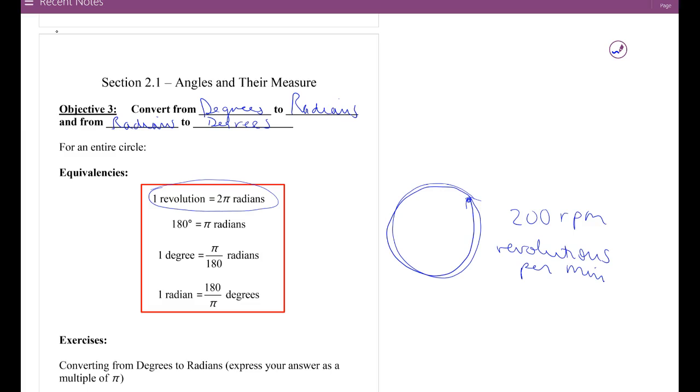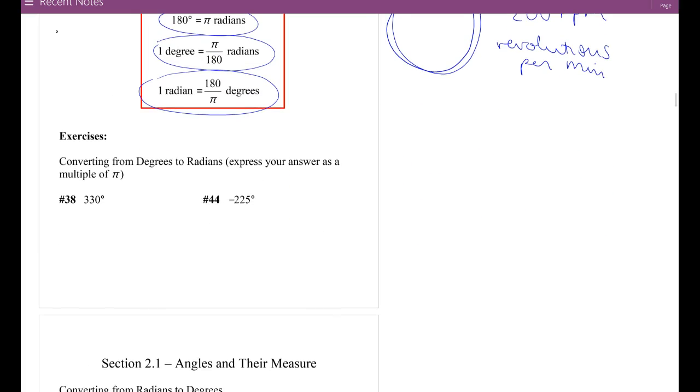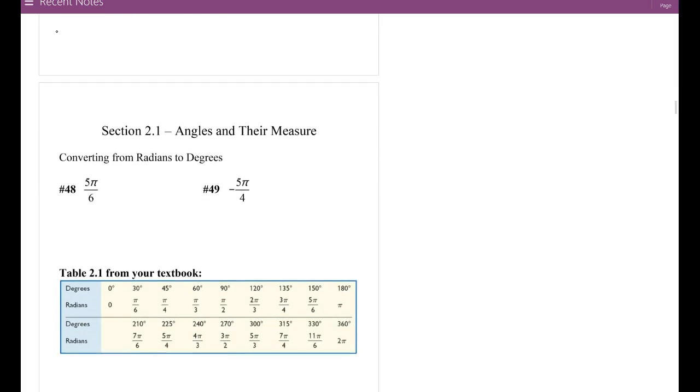So if 360 degrees is 2 pi, then 180 degrees must be pi. And if you divide both sides by 180 degrees, you can see that 1 degree must be pi over 180, and 1 radian must be 180 over pi. So we'll practice in class, switching back and forth between degrees and radians.